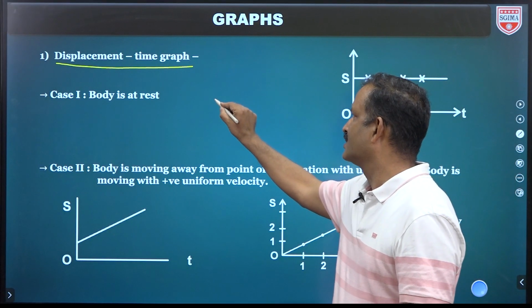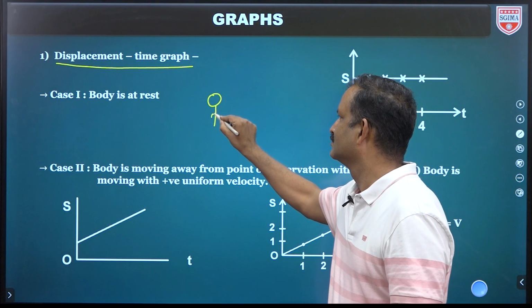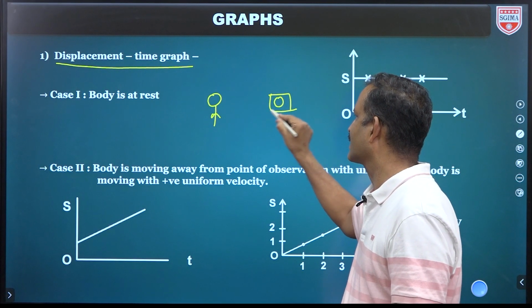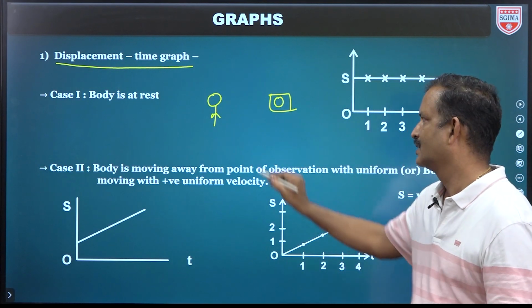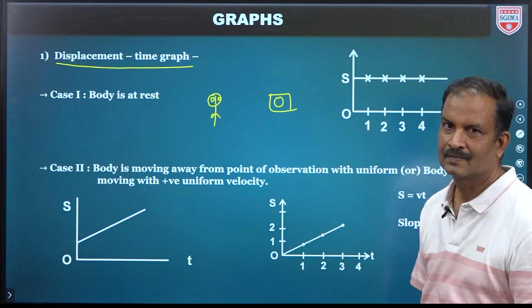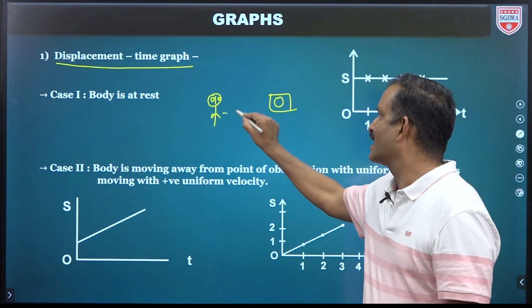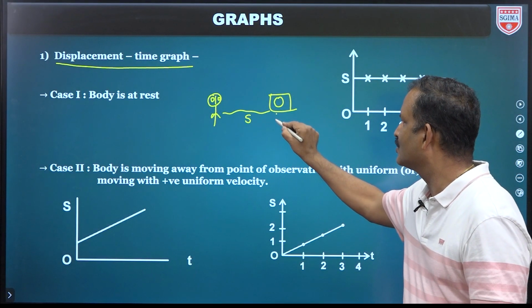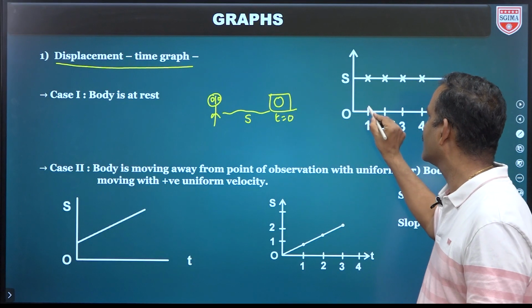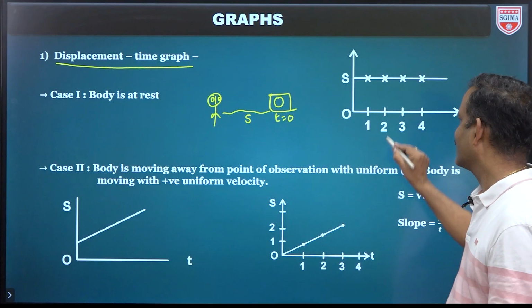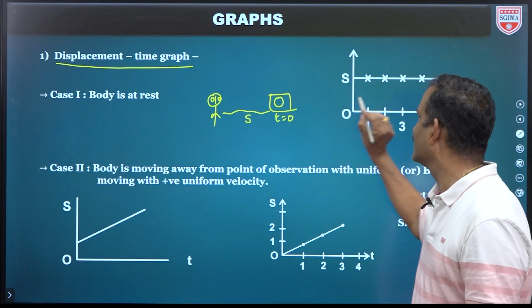Suppose the observer is here, and the body is at rest at this point. This is the observer, who is observing. Initially, the body has some displacement. At t equal to 0, if the body is at rest, it is at this distance only. At t equal to 1 second, here only.